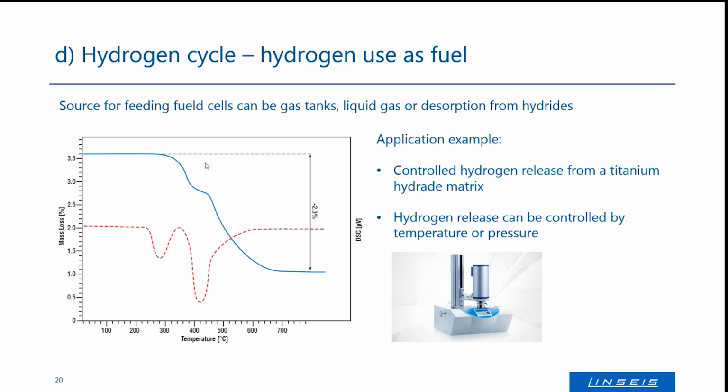What you see here is a measurement by a classical STA. This is the controlled hydrogen released from a titanium hydride matrix. So we had titanium hydride. I'm sorry, this is a misspelling here. And the titanium first absorbed the hydrogen at elevated pressure. Then the pressure was released to room temperature.